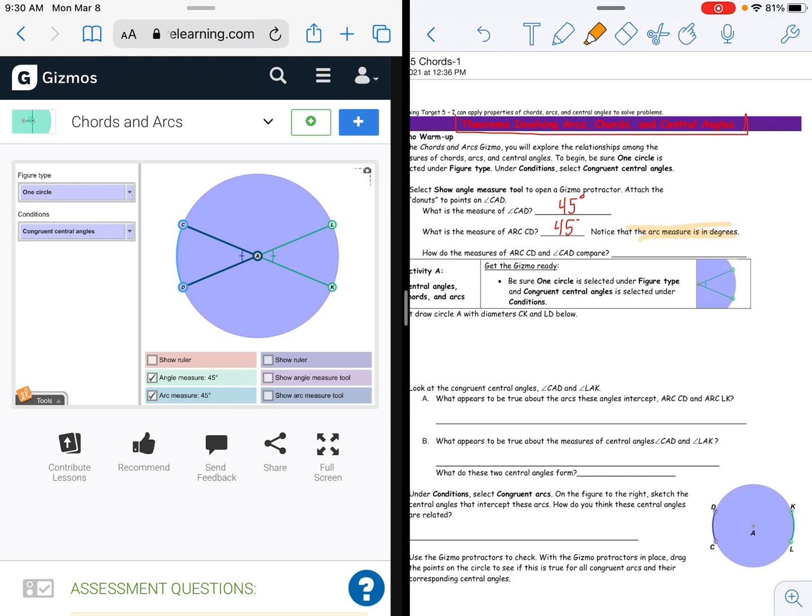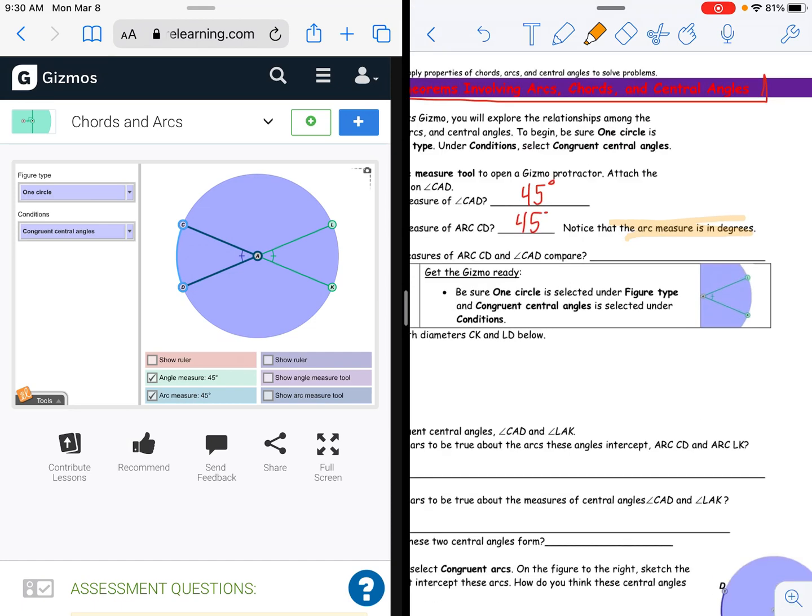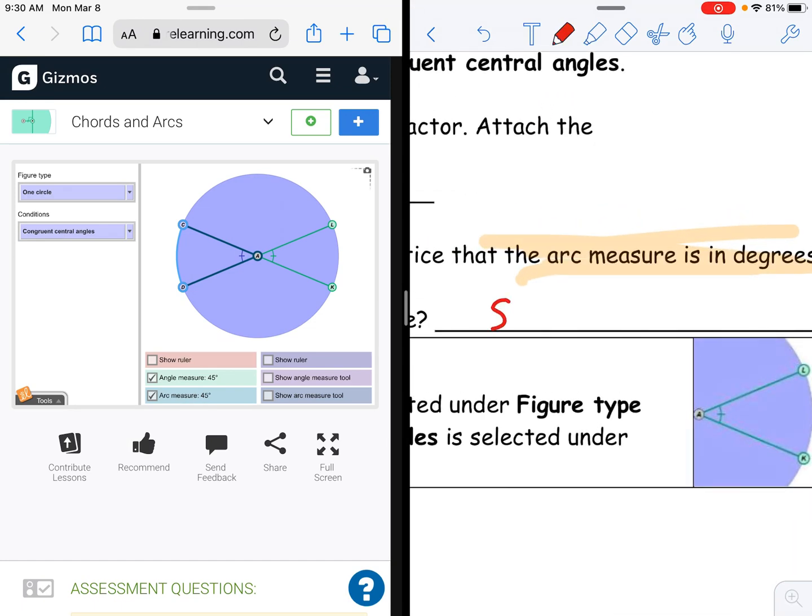So how does the measure of arc CD and the measure of angle CAD compare? Well, they're the same, and we knew that to be true already. And that's true for any arc; I can change this arc and so on, and it's the same.